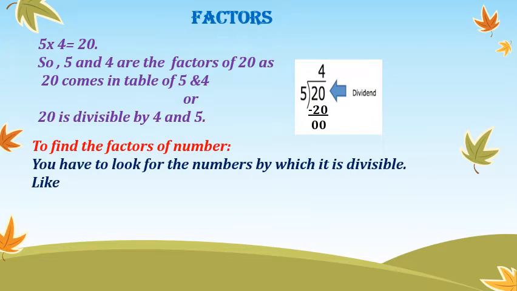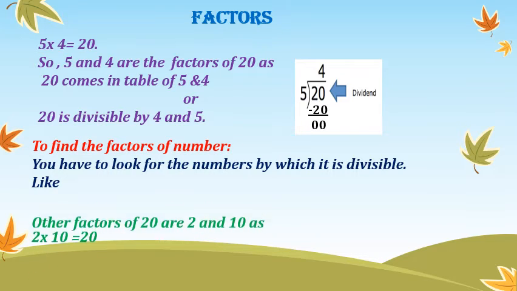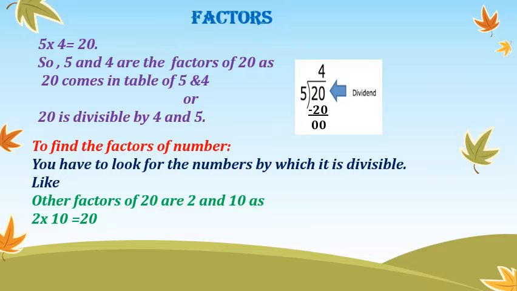So this implies that 20 is completely divisible by 4 and 5. To find the factors of a number, we have to simply look for the numbers by which it is divisible. That means if I am looking for the factors of 20, I am looking for the numbers which completely divide 20. So in this case, I have 4 and 5, but other factors of 20 are 2 and 10, because 20 is divisible by 2. Similarly, 20 is divisible by 10 as 2 tens are 20. And also factors of 20 are 1 and 20, as 20 is divisible by 1 as well as 20, because it comes in the table of 1, or we can say it comes in the table of 20. 20 times 1 is 20.